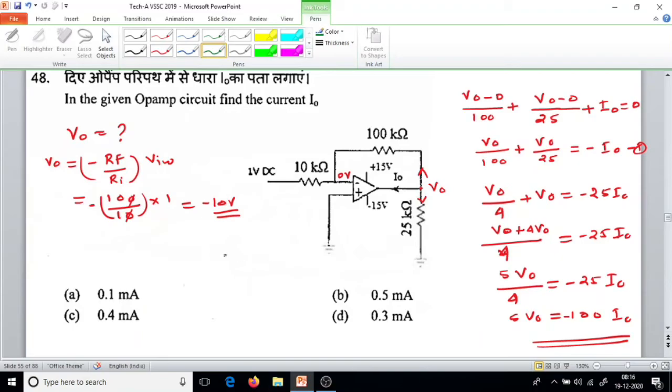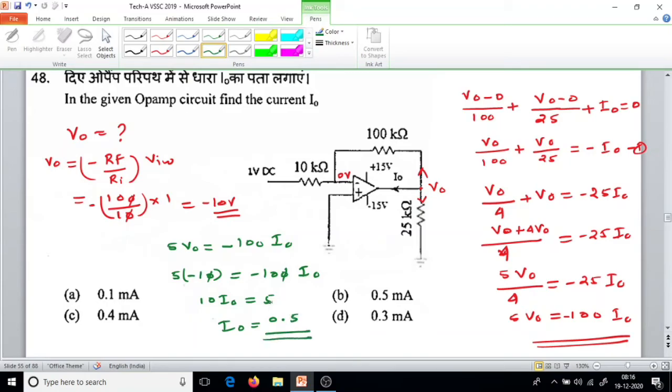Instead of V naught, what do we have? 5 V naught equals minus 100 I naught. Now in place of V naught, I will put minus 10. 5 multiplied by minus 10 equals minus 100 I naught. So the 10s cancel. 10 I naught equal to 5. So I naught equal to 5 divided by 10, 0.5. So the answer is option B.